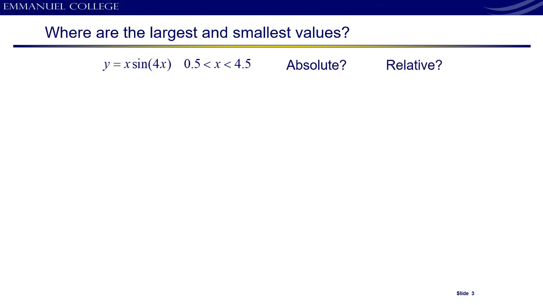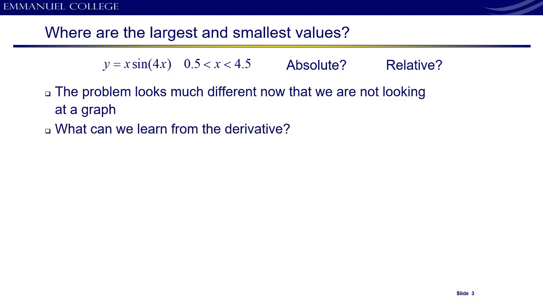Because now you look at that and go, well, I don't have anything to work with. So this is where the derivative is going to come into play. Because remember, we talked about if the derivative is 0, there's a possibility that that could be either a peak or a valley. So we can use that information and figure out, okay, where are the horizontal tangents?